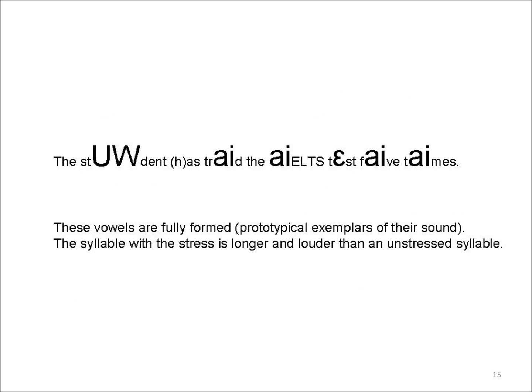So in conclusion, we can see that the content words always have a stress syllable, and that stress syllable always has a vowel that's fully formed, that are prototypical exemplars of their vowel sound. And that syllable with the stress in the content word is longer and louder than the unstressed syllables in the function words that are around it. And so we have this contrast. I'll say, the student has tried the IELTS test 5 times, and the function words are reduced, the content words are made stronger.